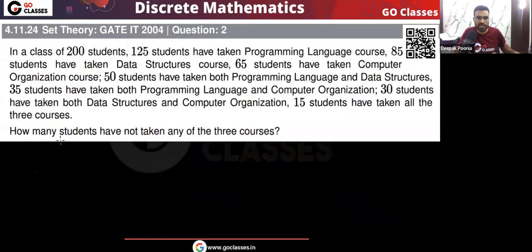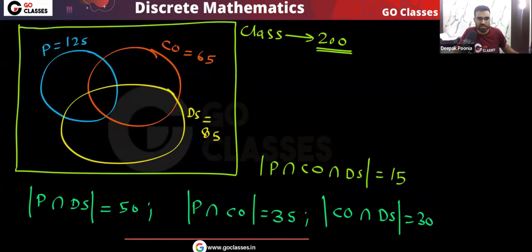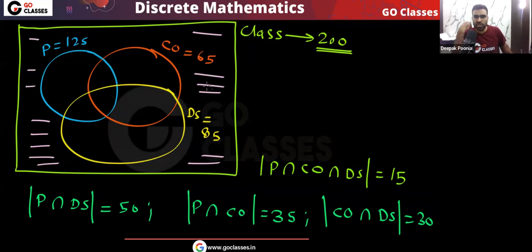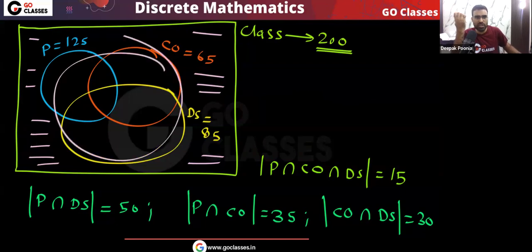Now the question is asking how many students in your class have not taken any course? So very simple. Basically the question is interested in finding how many elements are there in this area. This area means those students who have not taken any of these three courses. Maybe these students have taken some other course, maybe chemical engineering or machine learning. But the point is, we are interested in the students who have not taken any of these courses.